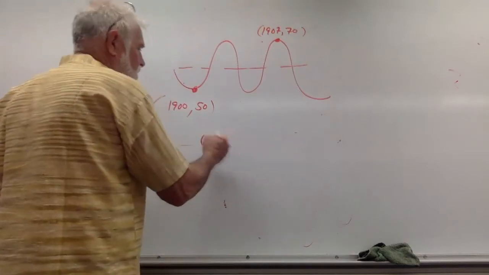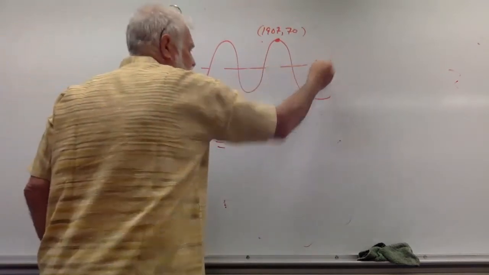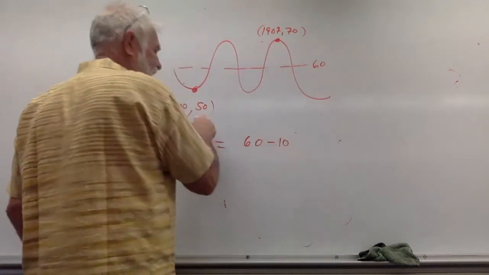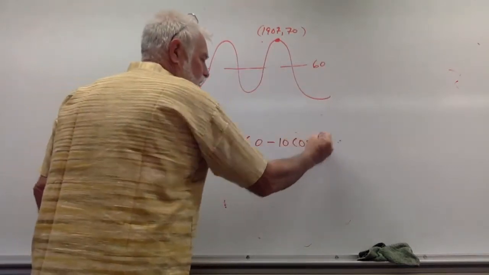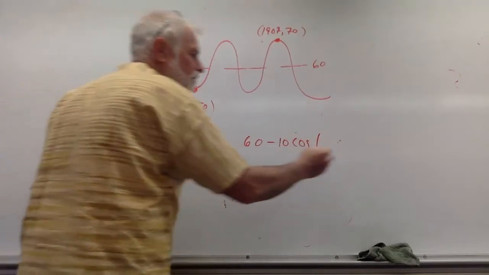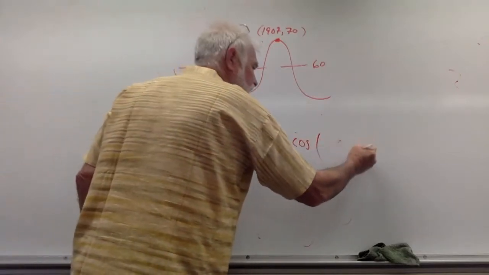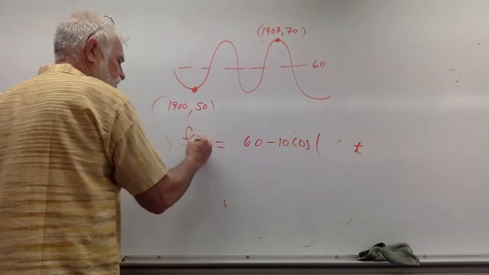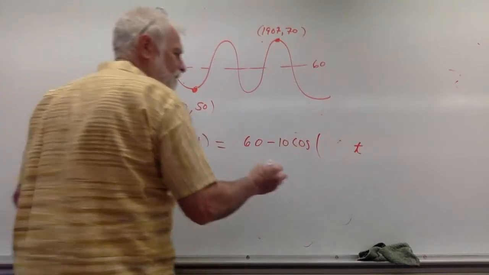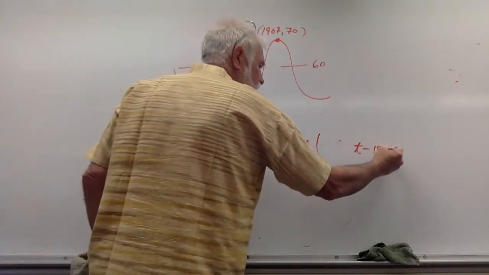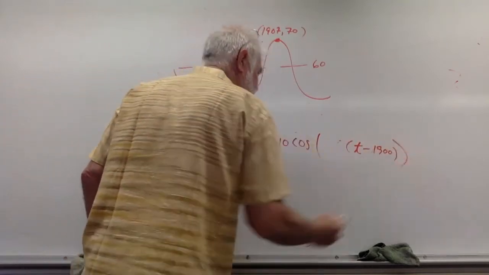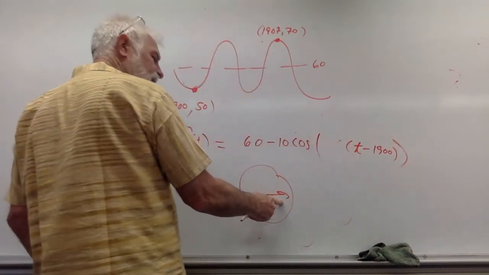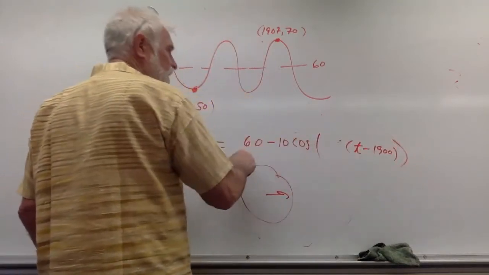So y equals, I know my midline is 60. I know this is a negative cosine because I'm going down 10 to get to 50. And I want 1900, so time, can I go t? I like t for time. I'm going to start writing these fox population as a function of time. I like that better. t minus 1900, that gets me my 0 and the sine of 0. The sine of 0 is the height on the unit circle. Oh, there's no height here. This whole thing disappears and I get 60.